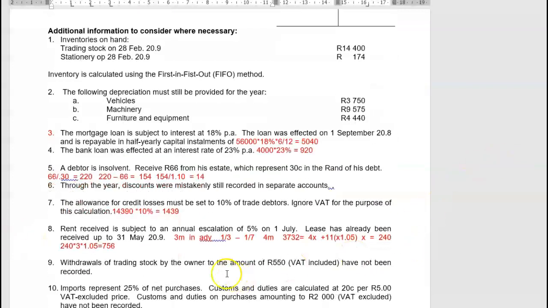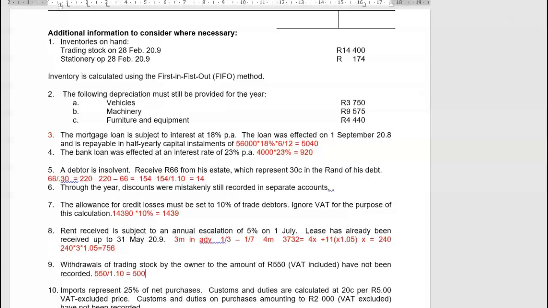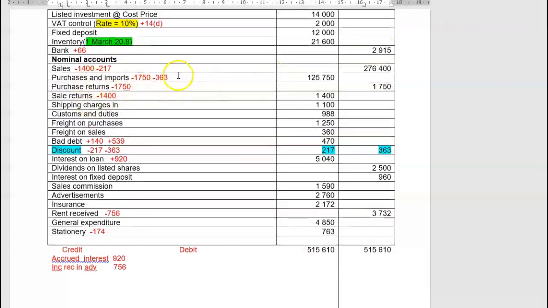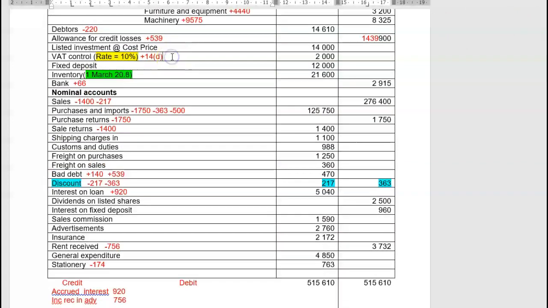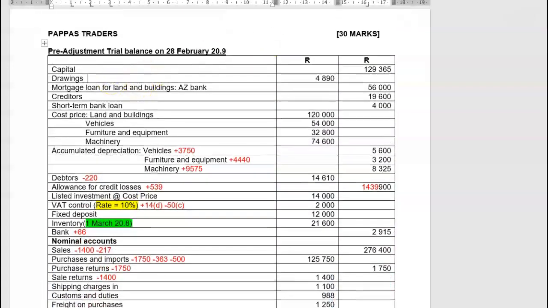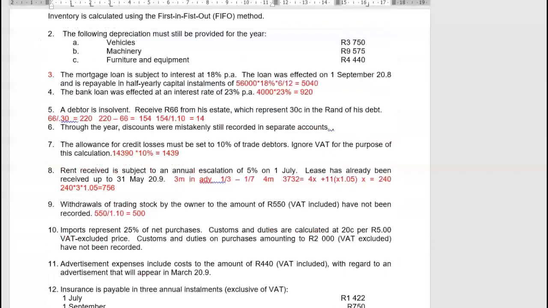Good. The next one. Withdrawals of trading stock by the owner to the amount of 550 Rand, VAT included, have not yet been recorded. So if we take the 550 Rand, we divide it with 10%, take the VAT out, it gives us a VAT exclusive price of 500 Rand. So what are we going to do with the 500 Rand? We are going to reduce our purchases with 500 Rand. That is VAT output that we have to pay back to the receiver of revenue, 50 Rand. So that's going to be a credit against that account. And then the 550 Rand, the sum total of it all, we have to add to our drawings. Remember, they want a statement of financial position, so therefore we have to do all these adjustment entries against all the transactions that affect the statement of financial position.